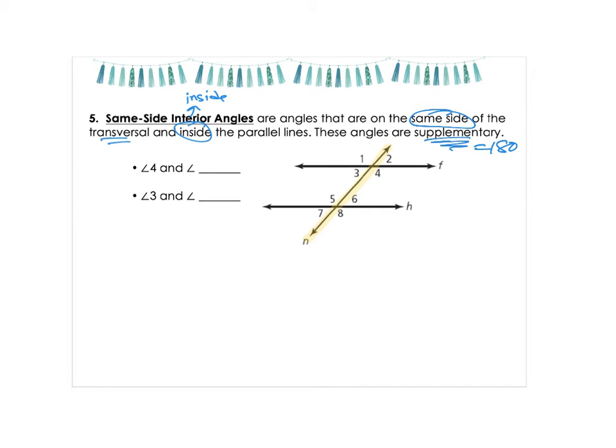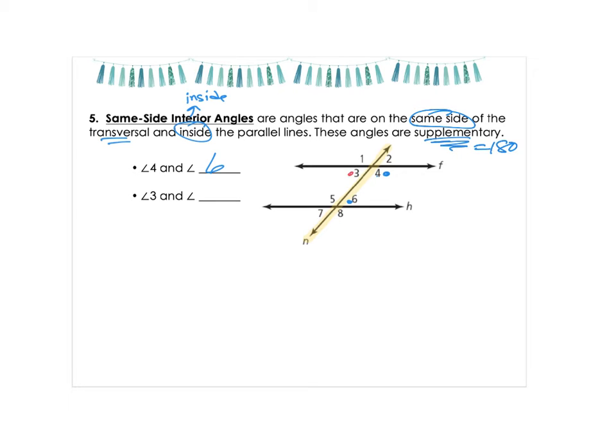So if I gave you, so inside angles are 3, 4, 5, 6. We're going to put a mark on 4. So 4 is going to be with angle 6, because they're on the same side of the transversal and they're inside. So 4 is an obtuse angle and 6 is an acute. When you put them together, it gives you 180 degrees. So this is 6.